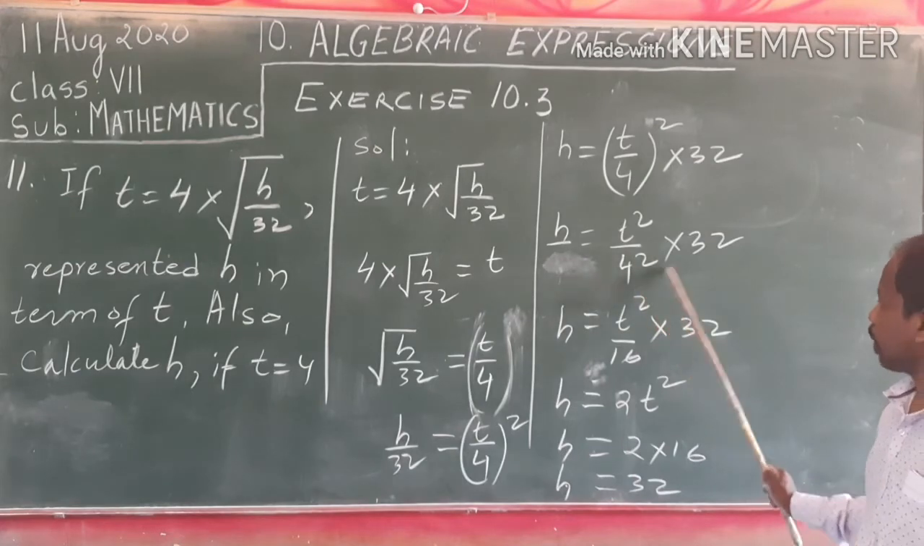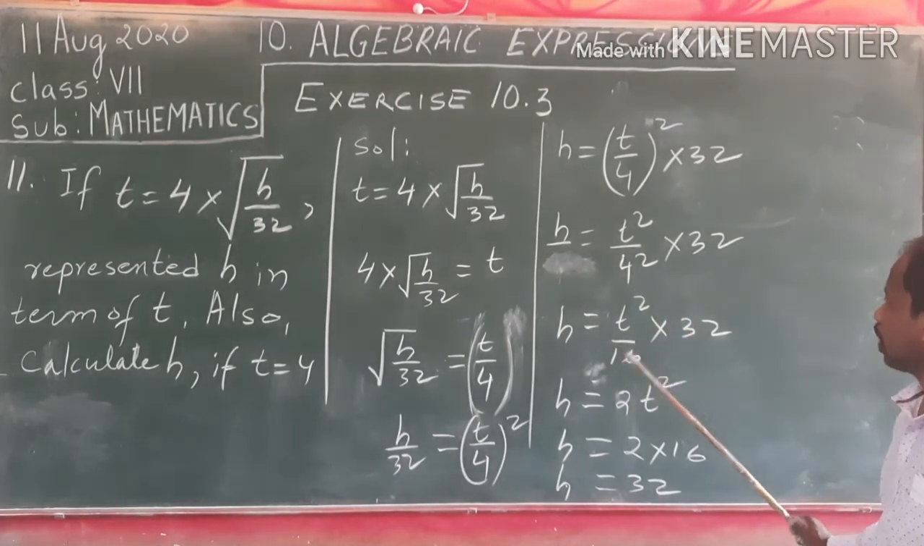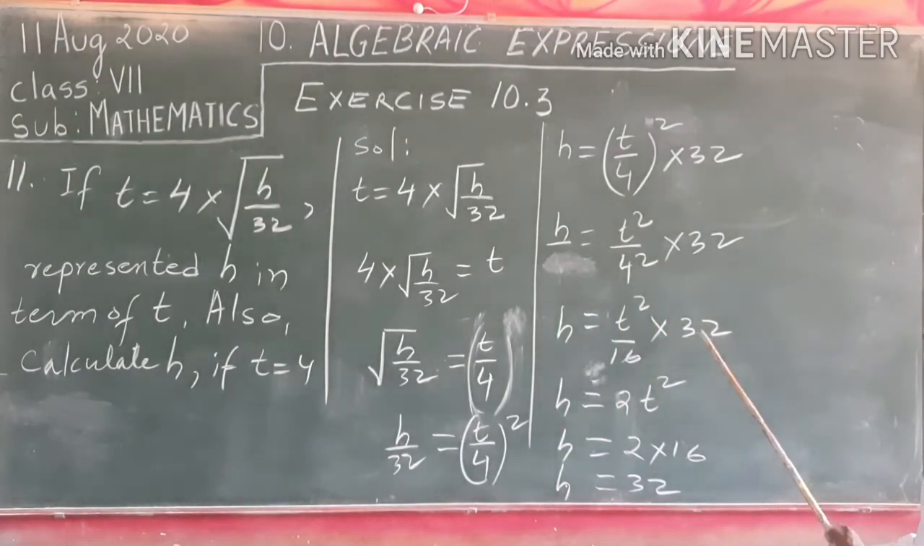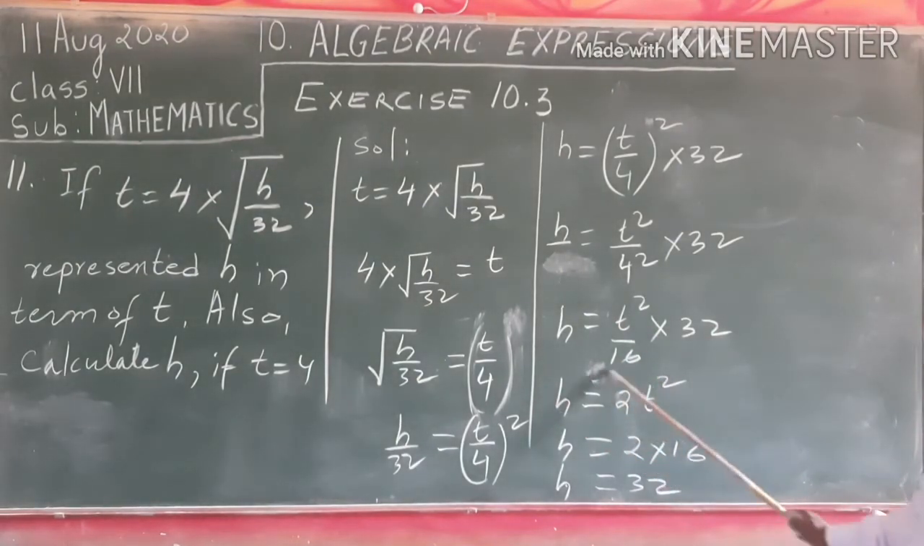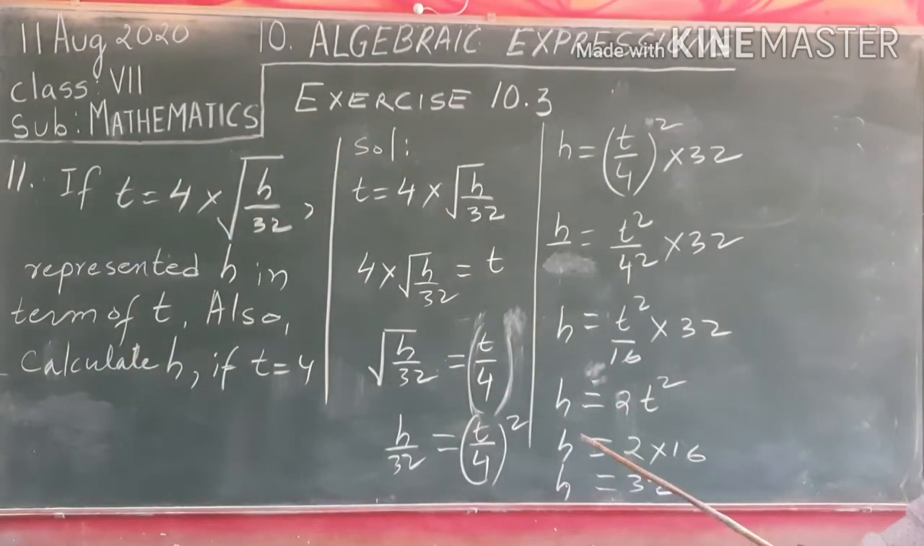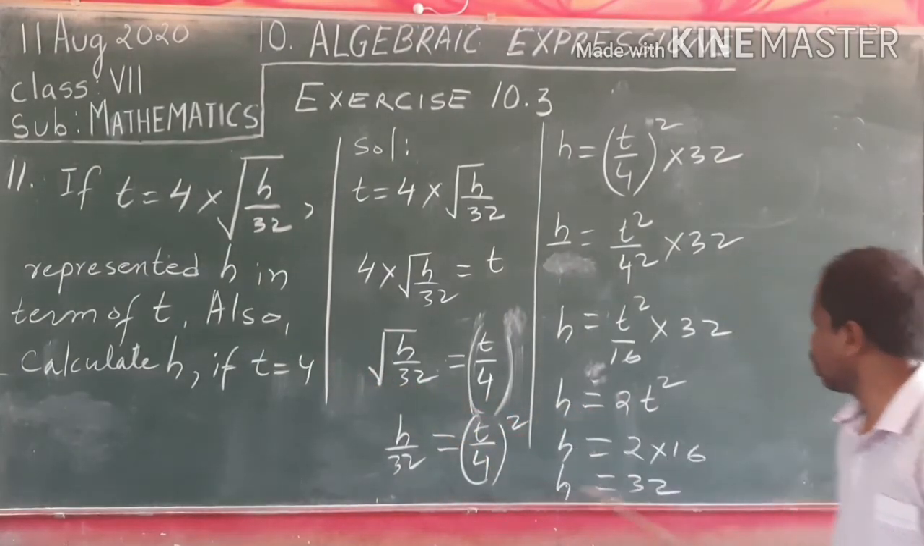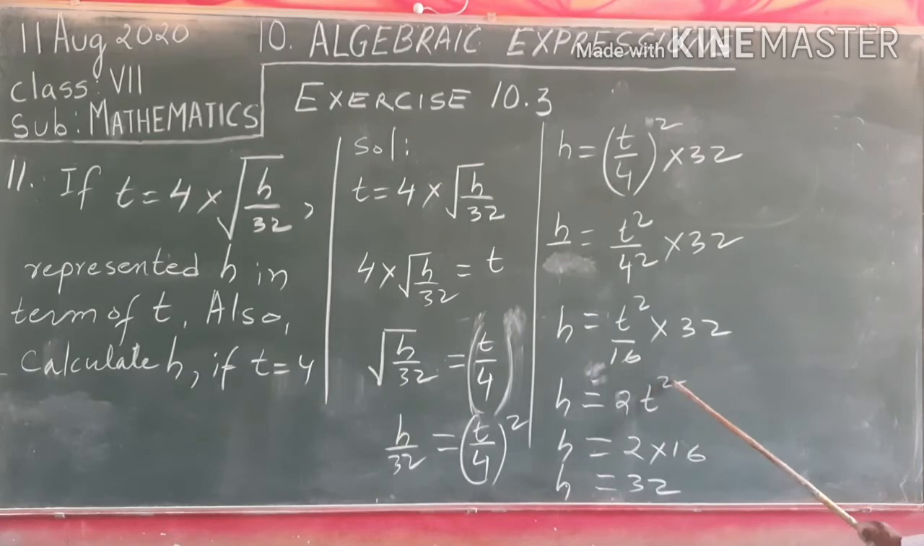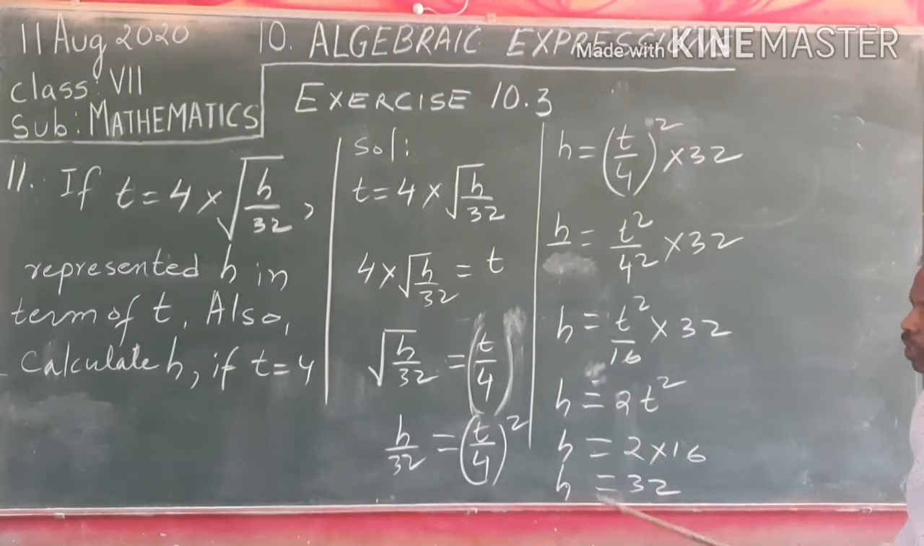When you do the 4 square, we get 16. And 16 into 2 is 32. So in terms of t, we have got h. Now substitute the values. In place of t, what do you write? 4. So 4 square is what? 16. 16 into 2, so this value is what? 32.